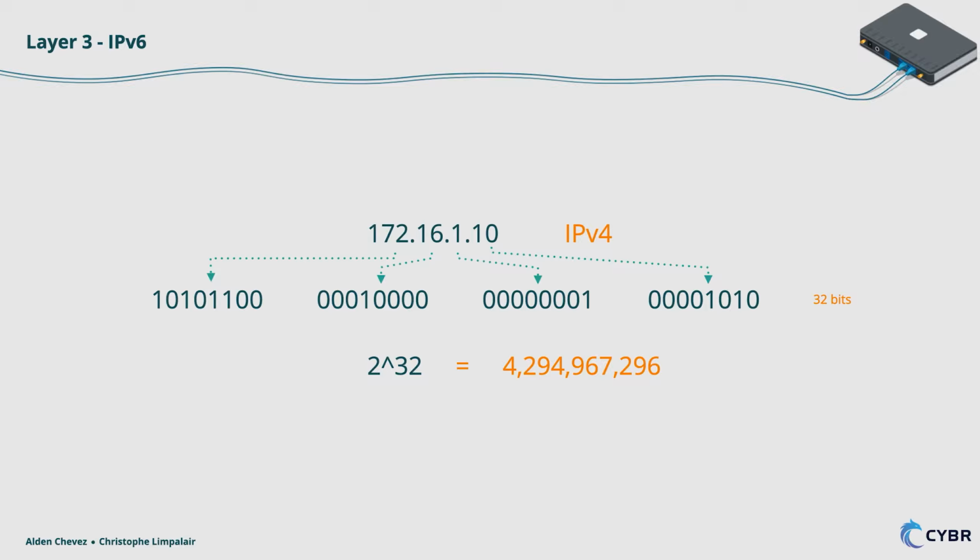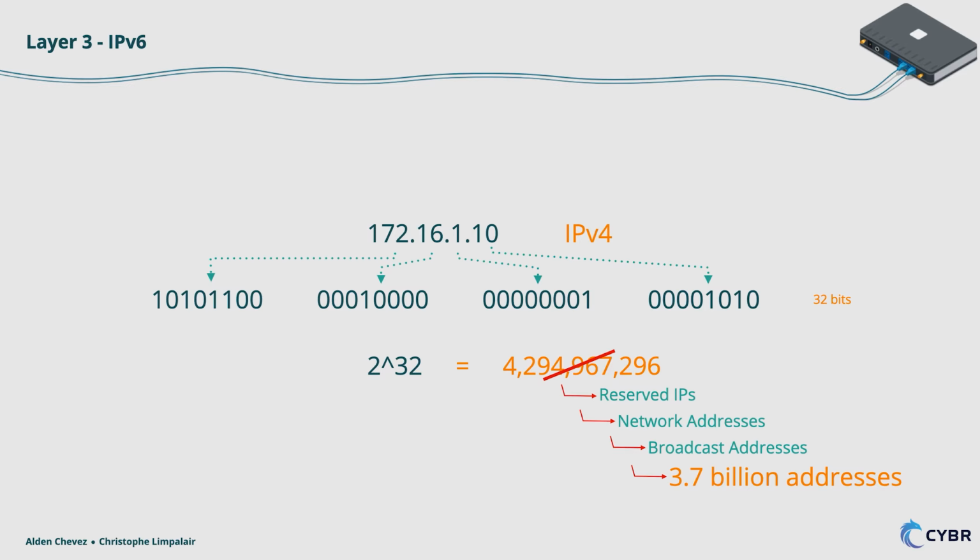While that sounds like a lot of IPs, we need to keep a few things in mind. As we've just discussed in a prior lesson, there are reserved IP addresses. Also, as you know, we can't use either the network addresses or broadcast addresses. So once you remove all of these, the usable IPv4 space is a little bit over 3.7 billion addresses. So that still sounds like quite a lot, but there are some addresses that will never be used.